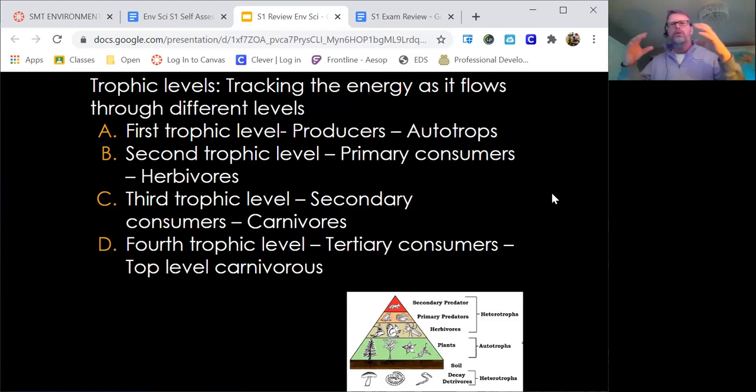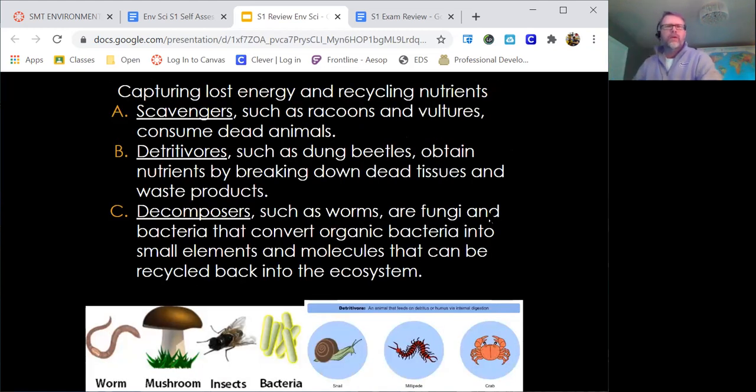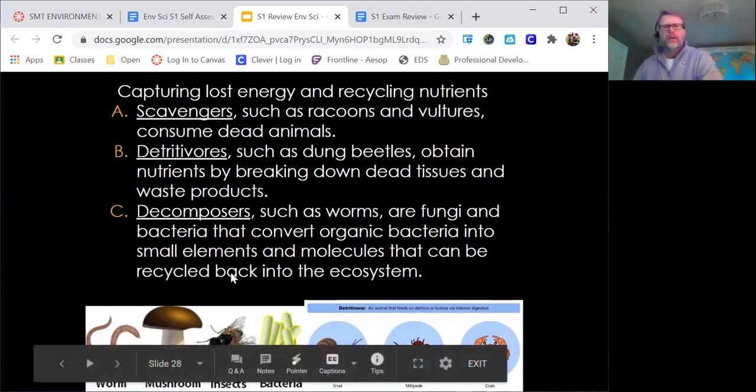Okay, but when we're talking nutrients, those nutrients then get trapped in all these different individuals, and they are broken down by the recyclers: the scavengers, the detritivores, and the decomposers. Okay, so the detritivores are things like dung beetles, and I would put worms in this category, breaking down dead tissue and waste. Scavengers, by the way, are things like raccoons. And then decomposers are like fungi and bacteria. So we see things like mushrooms breaking them down and recycling the system.